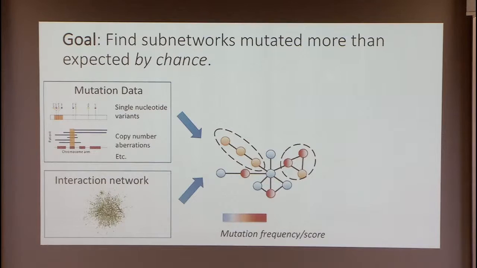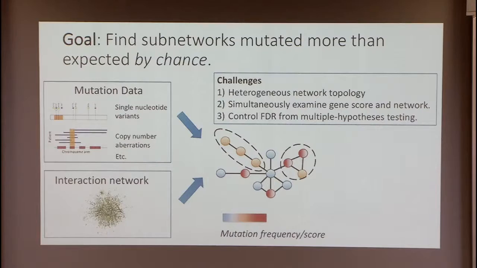So when we started working on this a few years ago, there were various methods for finding modules in graphs, but there wasn't really a method that addressed this problem directly. Of course, you need to account for the topology, the small world, power law, shortest paths between nodes, et cetera. You also need to somehow account for the score on the gene, the frequency with which it's mutated, and the topology of the network. And you'd like to do these things simultaneously. You don't want to threshold your genes and then only use the topological properties of the network. And then there's a statistical concern here, because you need to pull out these significantly mutated networks.